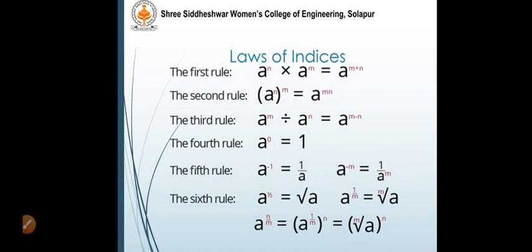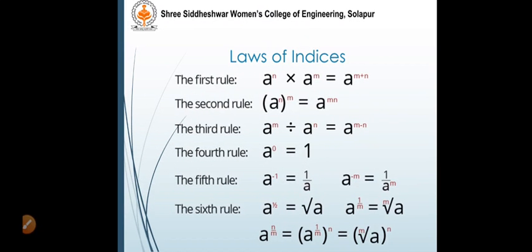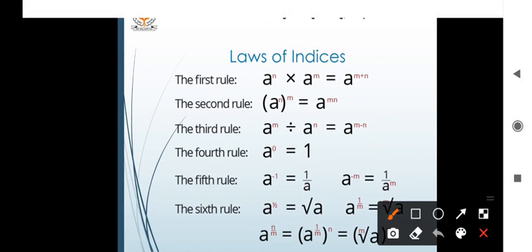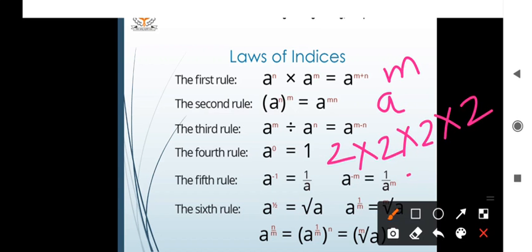Now, after expansion and factorization formulae, we have learnt laws of indices in 8th standard. So all these are the laws of indices. Some people call these rules for indices. So what is an index figure? Index figure is nothing but a raised to m, a raised to n, whatever product we can write in short form. If it is 2 into 2 into 2 into 2, we can write this in a shortcut way as 2 raised to 4. So this is the index figure.